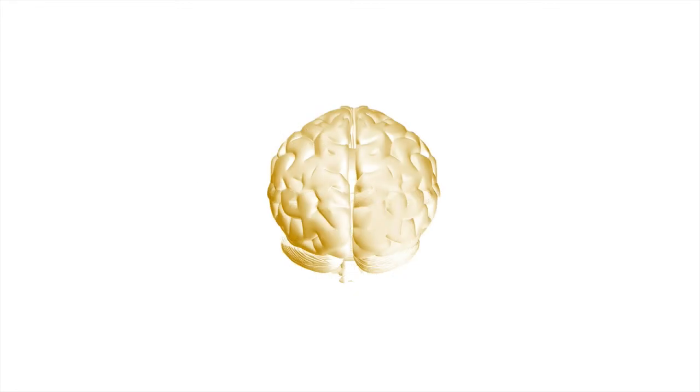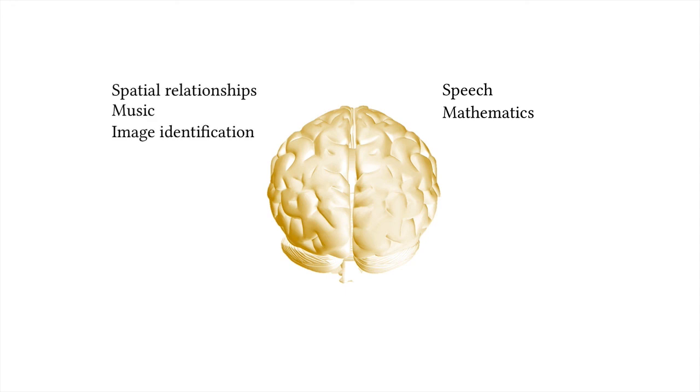Now, though the brain hemispheres look like mirrored images of each other, there are some differences too. For example, Broca's area is pretty much always on the left hemisphere and not on the right. So that means that the left hemisphere of the brain is more involved in speech. The left hemisphere is also stronger in mathematics. The right hemisphere, however, is stronger in determining spatial relationships, music, and identifying images.